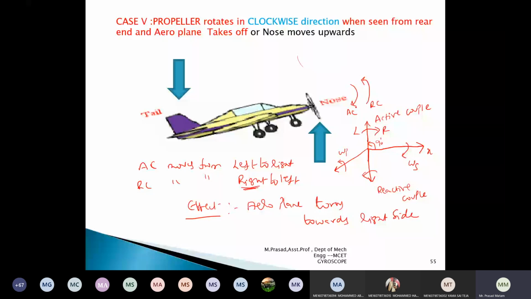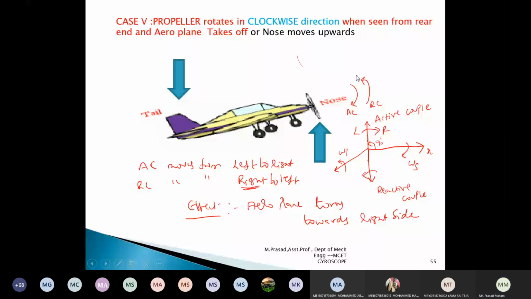Due to this, active couple tries to move the aeroplane left turn and the reactive couple tries to move the aeroplane right side. Okay, aeroplane turns towards the right side here. As the active couple rotates in clockwise motion, as the reactive couple rotates in anti-clockwise, you can see this is the direction of anti-clockwise motion. As it tries to rotate in anti-clockwise motion, aeroplane turns towards the right side.